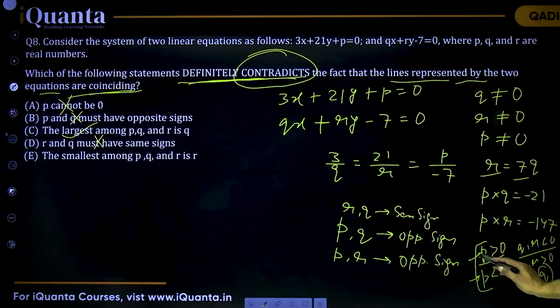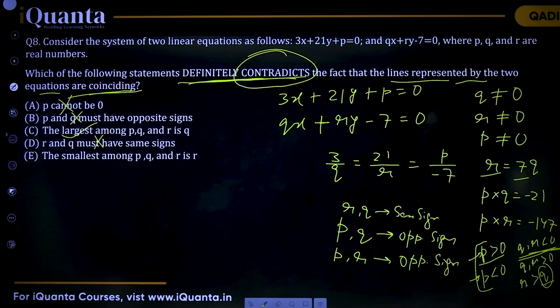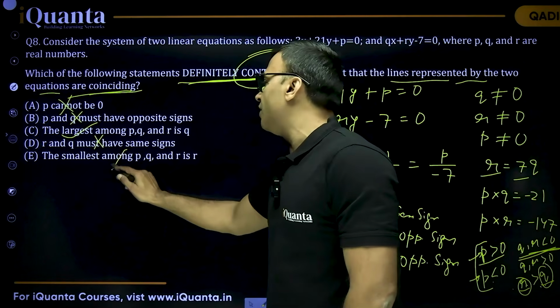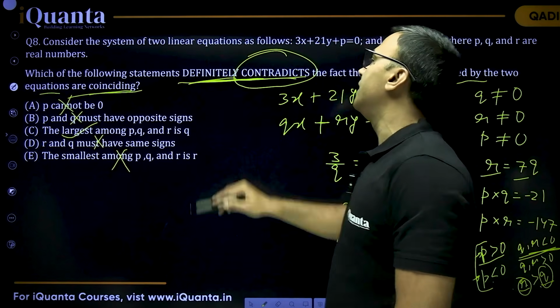In this case, when P is greater than 0, R is less than 0. So R cannot be the largest, but it can be the smallest, right? But in this case, R is greater than Q. P is negative, so here definitely R is the largest. So this is sometimes true, sometimes not. So this also will not be the answer because we want a definite contradiction.